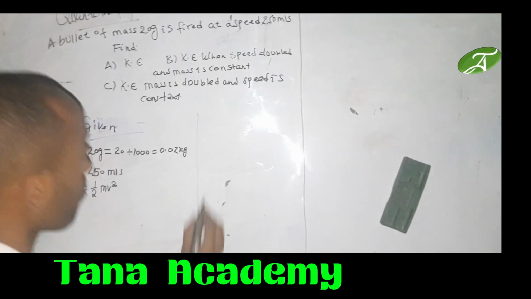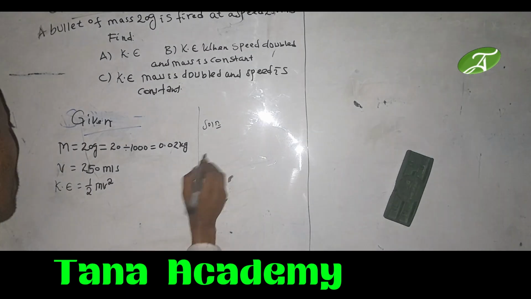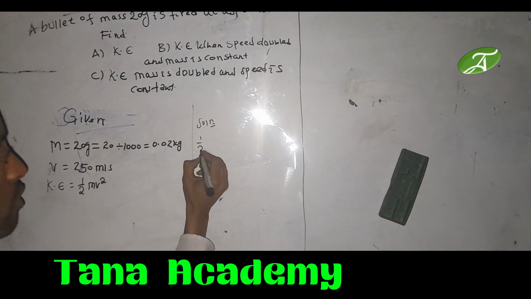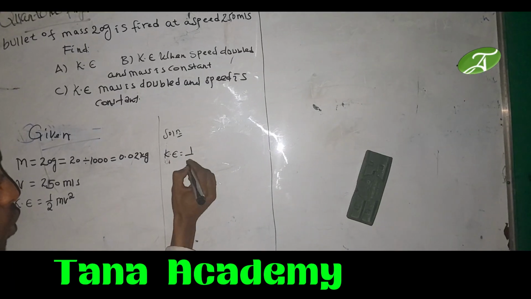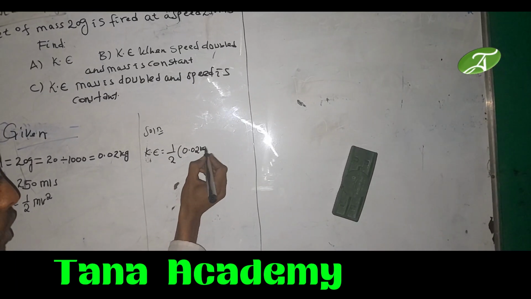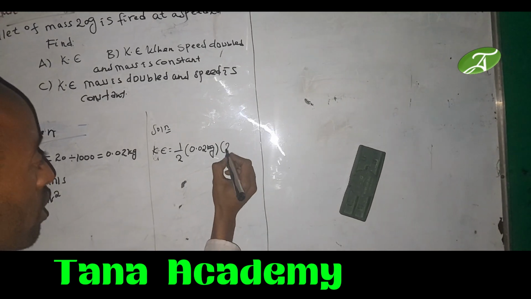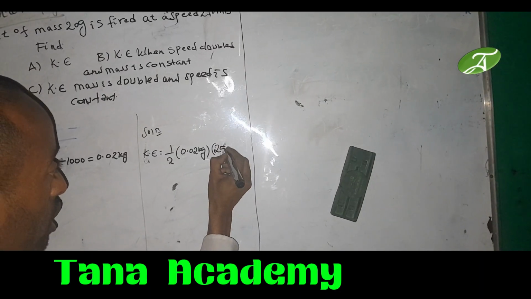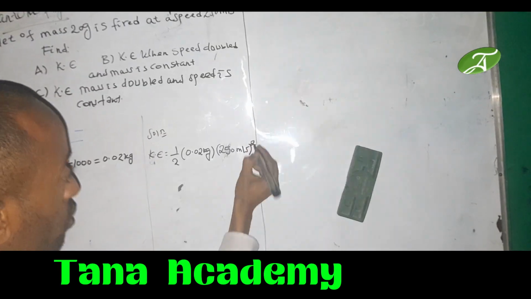Solution. Therefore, we have to substitute the given parts. Kinetic energy is equal to 1/2 mass, which is 0.02 kilogram. Speed is 250 meter per second, the whole squared.